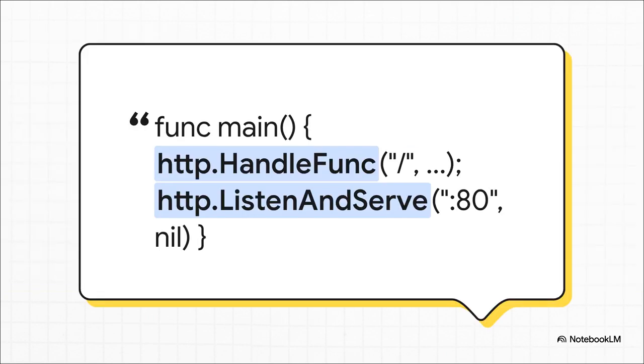And here is the whole shebang. This is the complete working code for a web server in Go. And look, you can see our two hero lines right there in the main function. First, HandleFunc sets up the what, and then ListenAndServe kicks off the listening. The whole program is just tiny. It's so concise. It's beautiful.